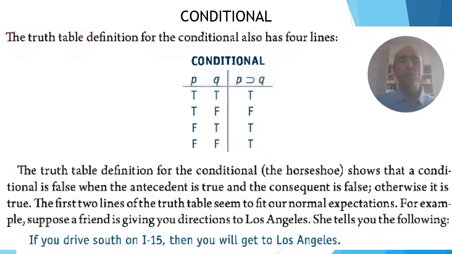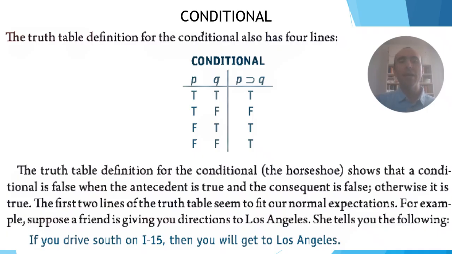For example, suppose a friend is giving you directions to Los Angeles. She tells you the following: if you drive south on I-15, then you will get to Los Angeles. Let P stand for you drive south on I-15, and Q stands for you will get to Los Angeles. If you drive south on I-15 and you get to Los Angeles, the instruction is correct. That is reflected in the first row of the truth table, in which the conditional is true.